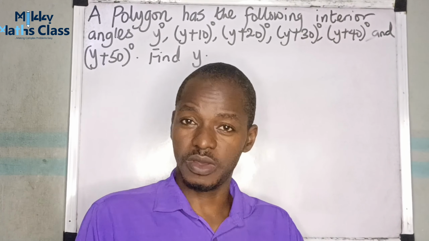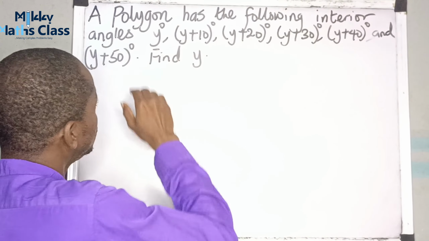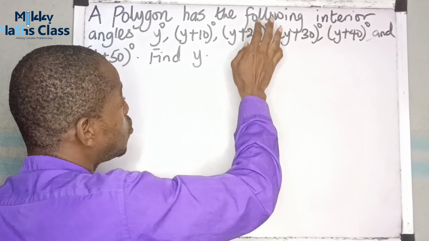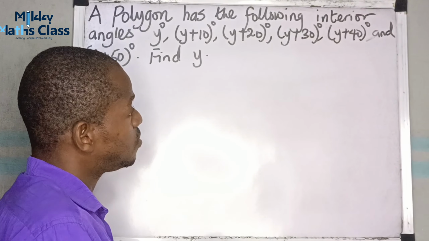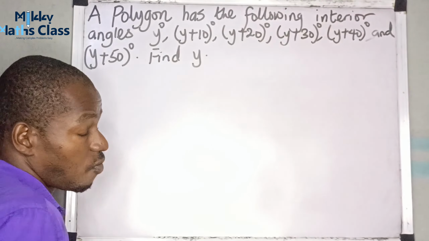Come along, we have a question under polygon. It says a polygon has the following interior angles: y degrees, y plus 10 degrees, y plus 20 degrees, y plus 30 degrees, y plus 40 degrees, and y plus 50 degrees. Find the value of y.